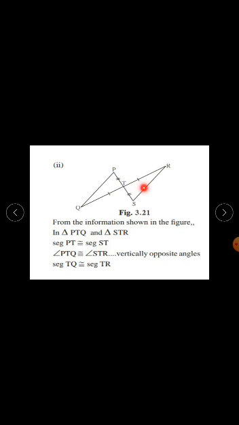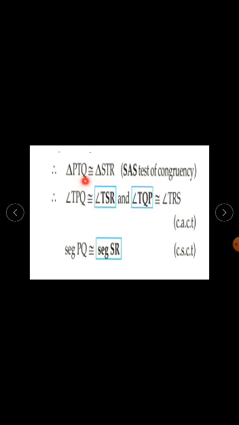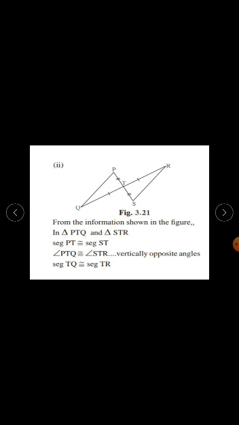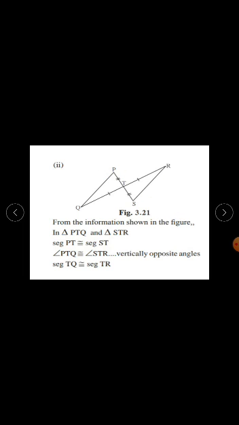If two triangles are congruent, then the remaining corresponding sides and corresponding angles are congruent by CSCT and CACT. So here two triangles are congruent by which test? SAS test. Therefore, triangle PTQ is congruent to triangle STR, reason is the SAS test of congruency. Therefore, angle TPQ is congruent to angle TSR, reason is CACT. And angle TQP is congruent to angle TRS, again the reason is CACT.